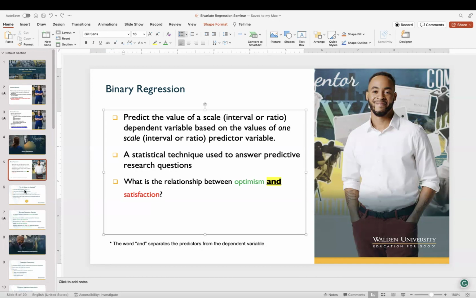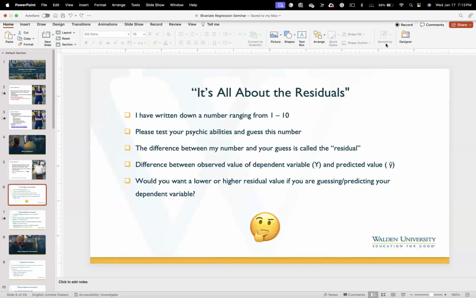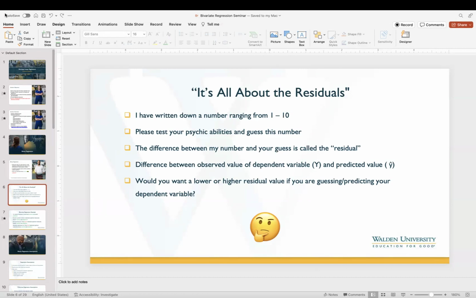Now, when we talk about regression, one of the most misunderstood pieces is really, what are we talking about? And what we are talking about are residuals. It's all about the residuals. What do I mean by that? Right now, I'm writing down a number on a piece of paper. It's anywhere from 1 to 10.